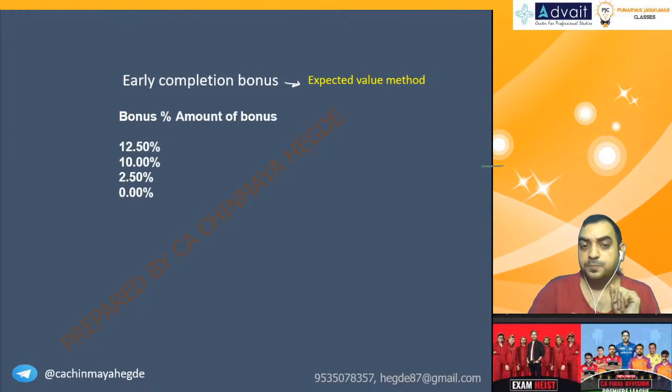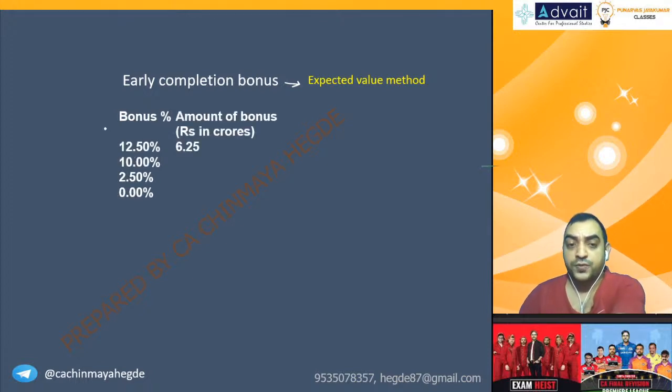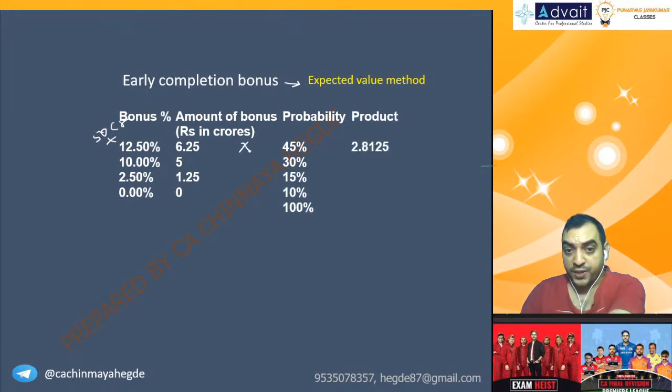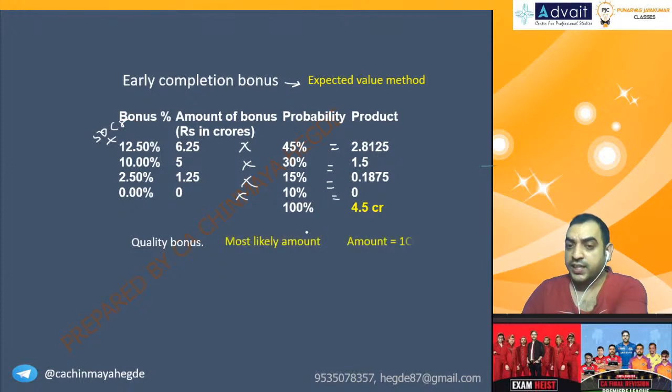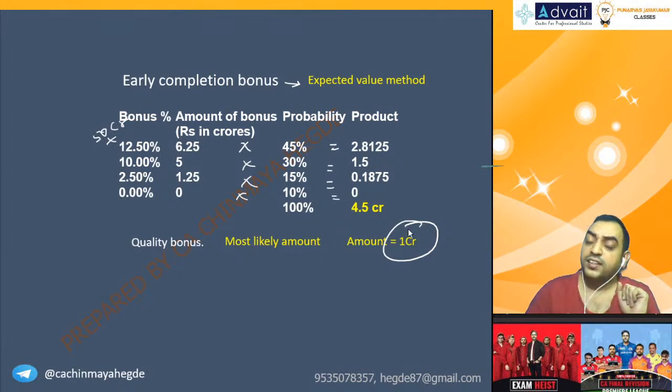Bonus percentages are given, that is 12.5% of the contract, 12.5% into 50 crores, that is 6.25, 10%, 2.5% of 50 crores, and the last one is nothing. Probabilities given are 45%, 30%, 15%. Multiply: 6.25 into 45%, then 5 into 30%, then 1.25 into 15%, 0 into 10%, total 4.5 crores, that is the expected value. Quality bonus, most likely amount, the probability is high that you will complete it, 7 crores you can recognize.